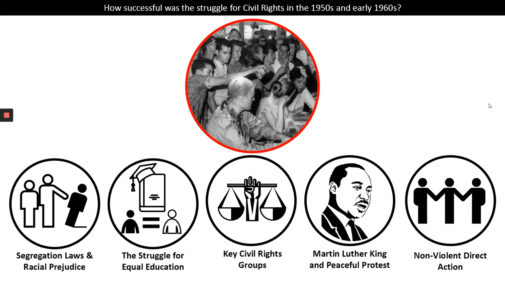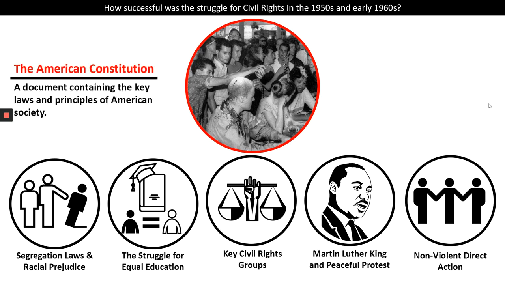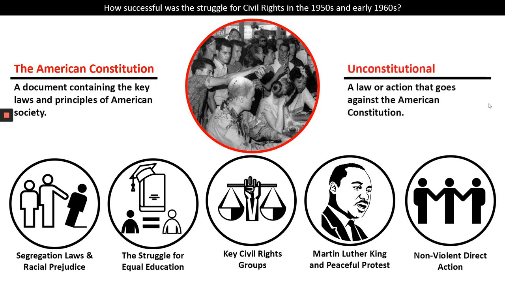Now, there are 2 pieces of key terminology that I'll be using in this video. The first one is the American Constitution. Put simply, the American Constitution is a document that contains the key laws and principles of American society. And these are the laws that govern all American states. Now, if something is found to be against the American Constitution, we use the word unconstitutional. And again, put simply, if something is unconstitutional, it is a law or an action that goes against the American Constitution, against the laws and principles of American society.